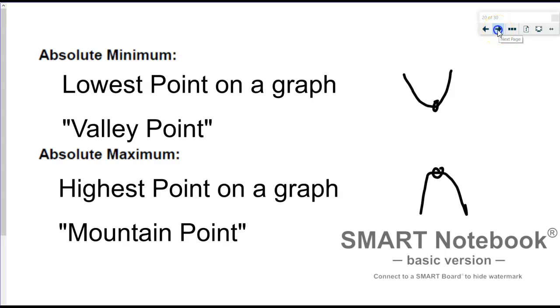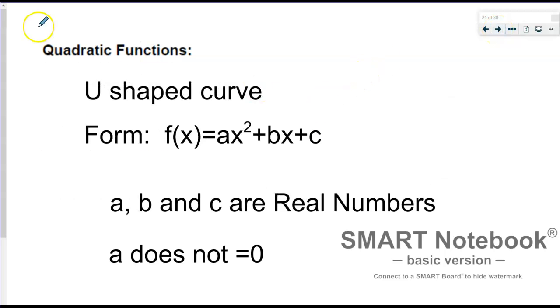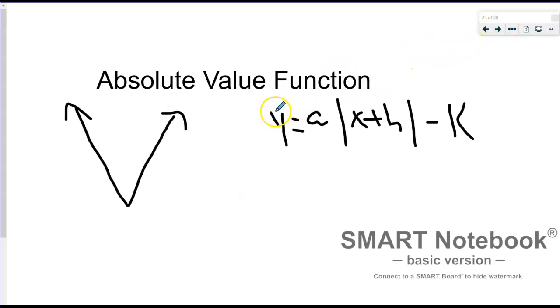There are two graphs that give us that type of curve or shape with mins and maxes. One's quadratic, and quadratic is a U-shaped curve like this. It has an x squared in it. That's one of the big ways that you can identify if it's quadratic. And then if I look at absolute value, it has a V shape to it, and an equation form of y equals a times the absolute value of x plus h, minus k, something like that. But the big thing is it does have absolute value bars, vertical bars around it, and that'll be a good way to tell if it's an absolute value function.